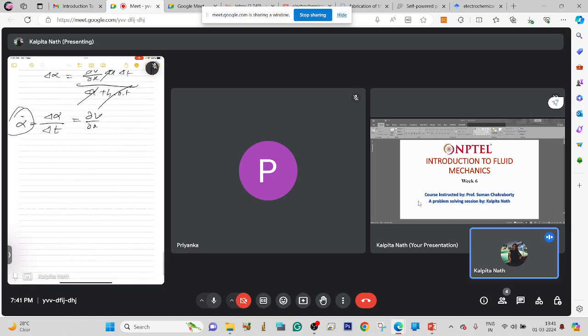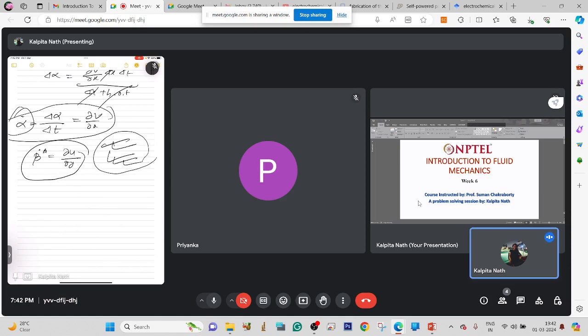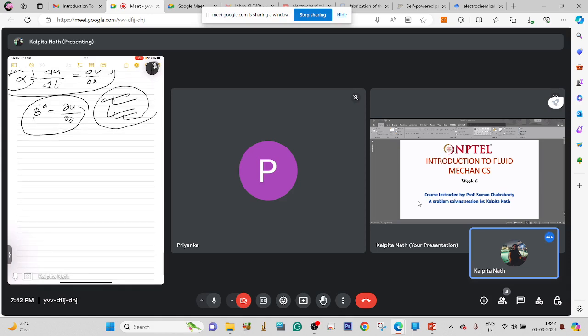Now similarly we'll find for beta as well. So beta dot will be equal to del u by del y. These are two very important things that will give us the angular deformation and will be numerously used in the problems that we'll solve further.